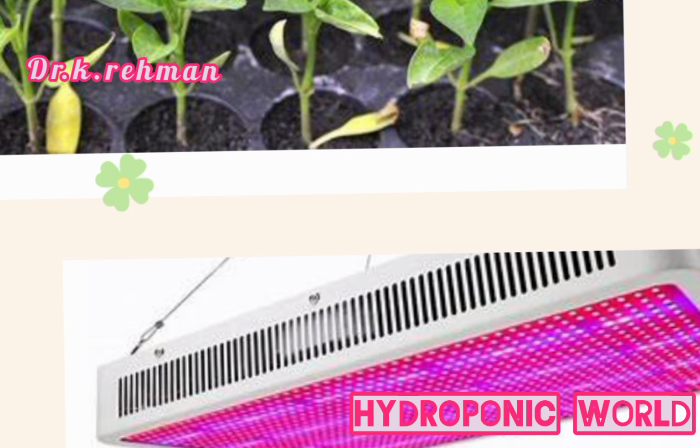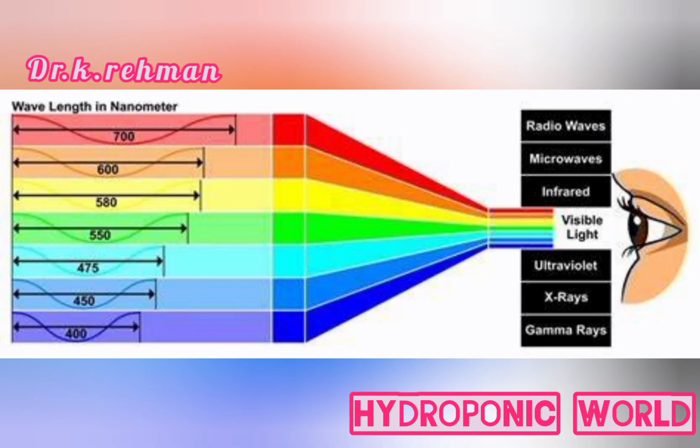As we have discussed the plant requirements of light in the previous episode for selection of grow light, understanding of light and photosynthesis is also very important. First of all, we will go through what light is and its properties. Let's start. Light, or visible light, commonly refers to electromagnetic radiation that can be detected by the human eye.